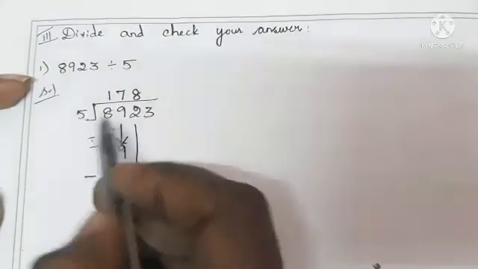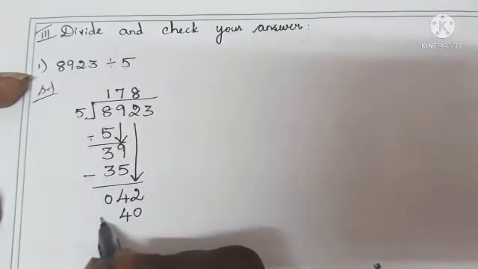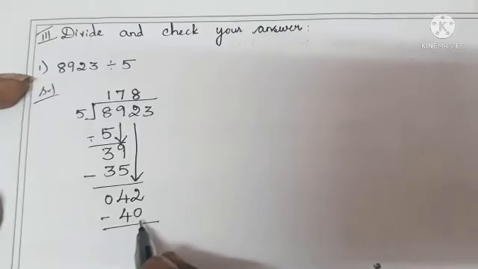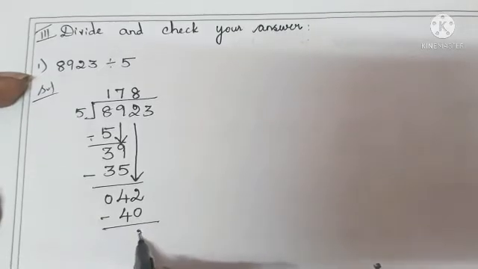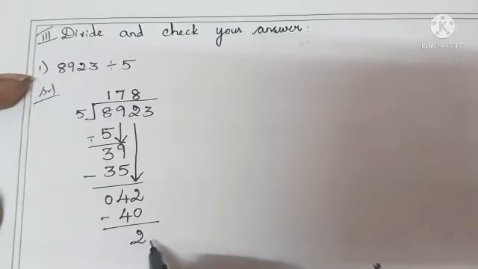So 8 into 5 is 40. That 40 we want to write down. So next we have to subtract 42 minus 40, which is what? 2 minus 0 is 2. 4 minus 4 is 0. We can write it, otherwise we can just leave it.